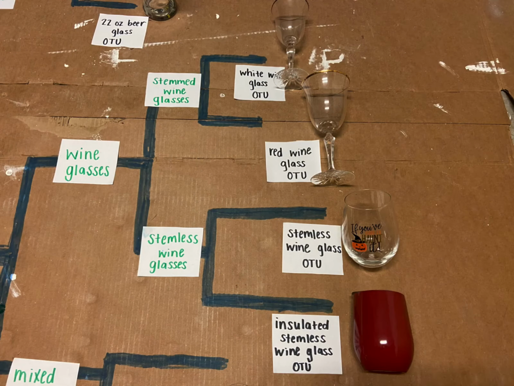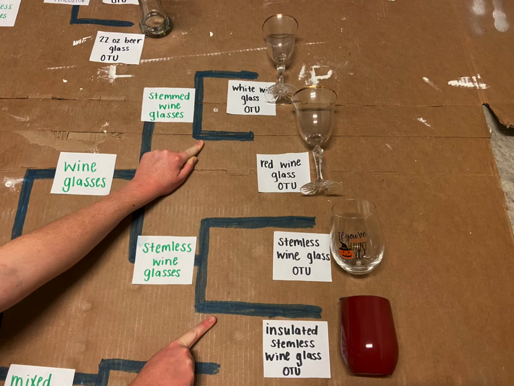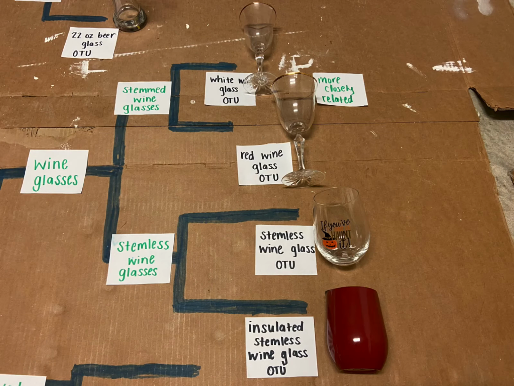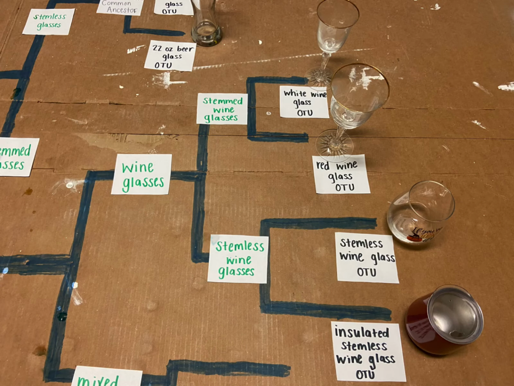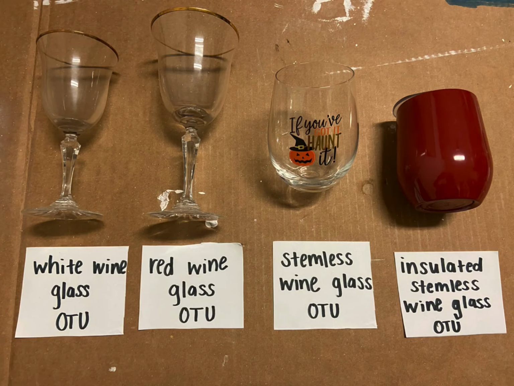You can see the branches between the red and white wine glasses are shorter than the branches between the stemless and insulated stemless wine glasses. This shows that the red and white wine glasses are more closely related than the stemless and insulated stemless wine glasses. I chose to have the stemless wine glasses branch off here because even though they lack stems, they have the exact same shape and function as the wine glasses. Therefore, I thought these two glasses were more similar to wine glasses versus beer glasses.